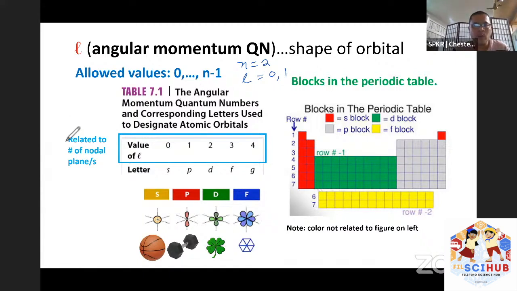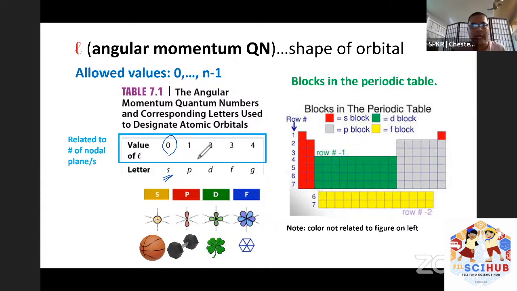So anong gagawin natin dito sa allowed values na to? We are going to relate that to the number of nodal planes. So if your L is 0, ibig sabihin wala kang nodal plane, so that's going to be your S orbital. Katulad ng bola kanina, wala ka naman nakikitang nodal plane diyan kasi bola yan. I mean lahat is already a shaded region.